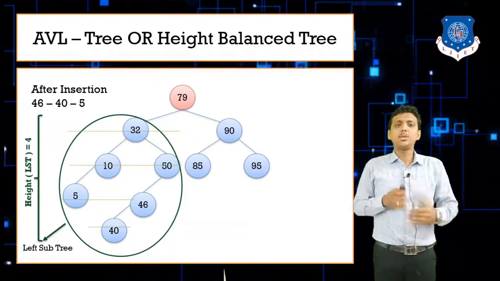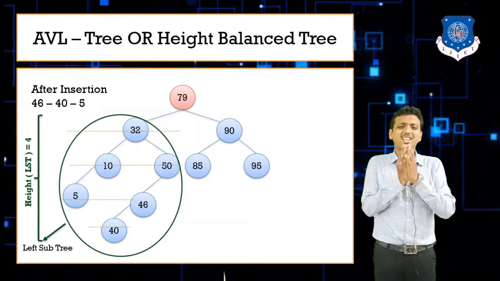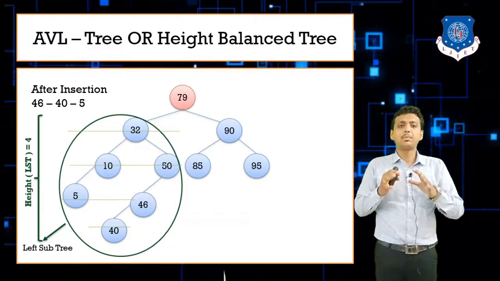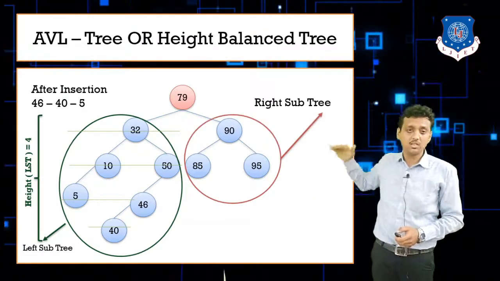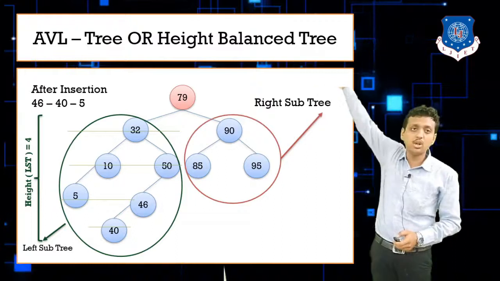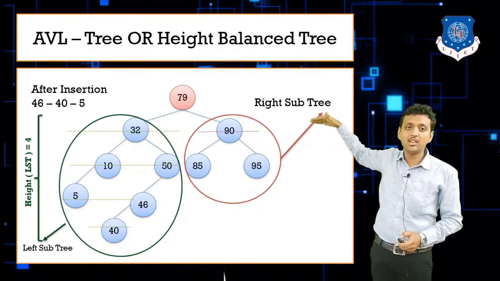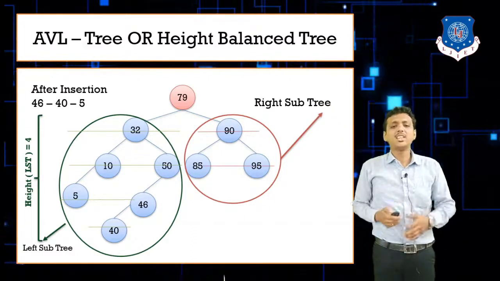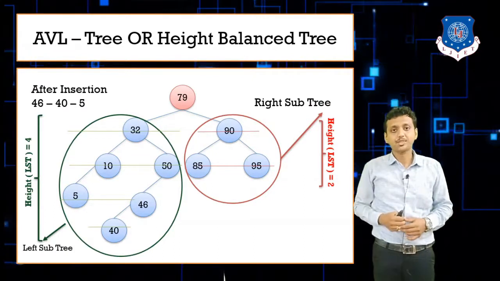Now let me talk about the right subtree. I did not insert any element in the right subtree, so my right subtree is as it is. But if I am talking about the height of the right subtree, then how to find it out? See, for root node 79, in the right subtree 90 is at one level and 95 and 85 are at another level. Fine. So we can easily say that the right subtree height is 2.